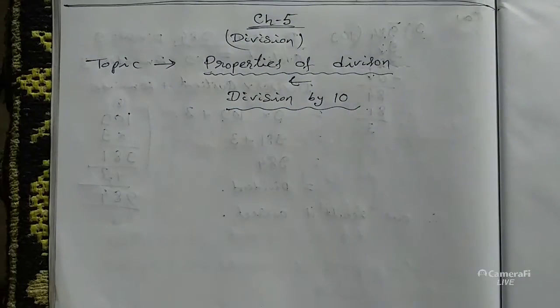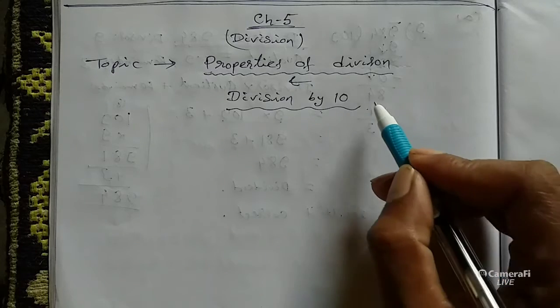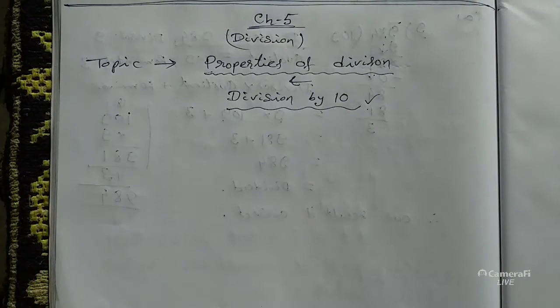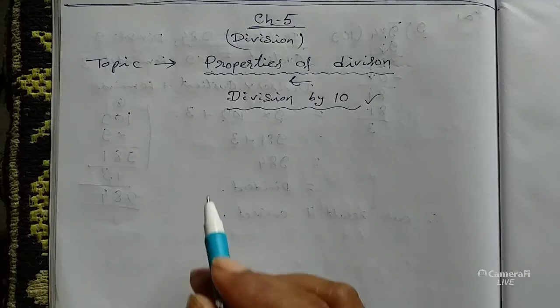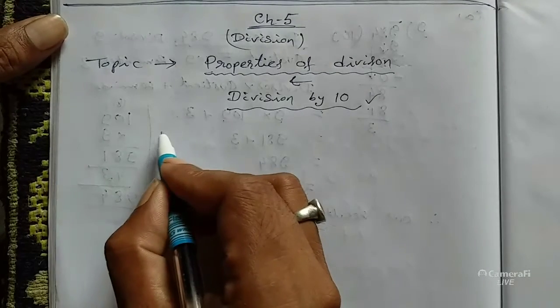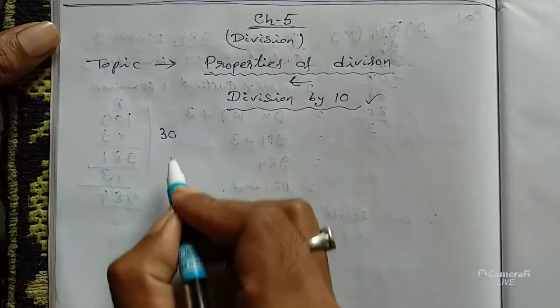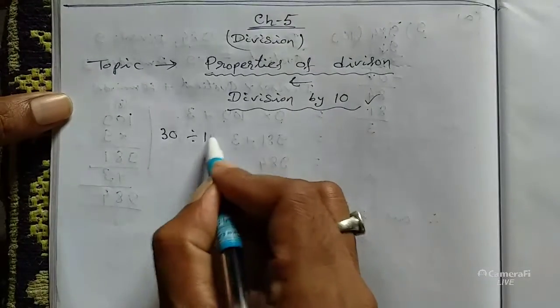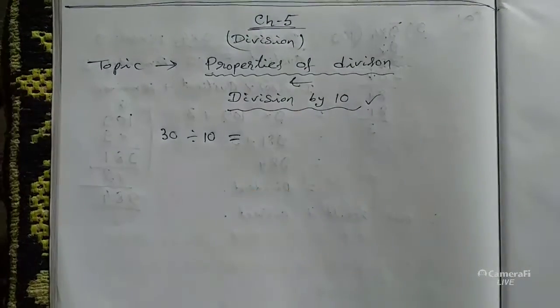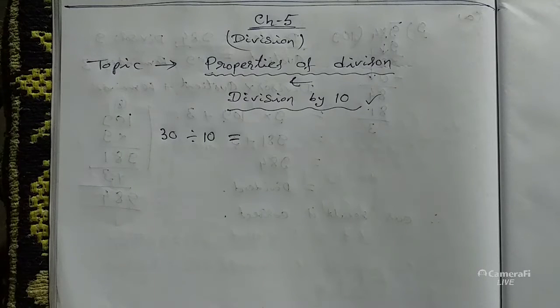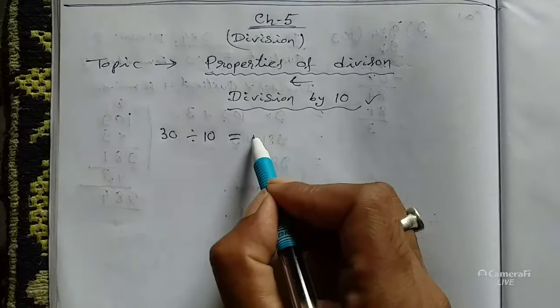Now coming to the next topic, which is division by 10. Suppose we are dividing the number 30 by 10. What should be the result? So go through the table of 10. 10 1s are 10, 10 2s are 20, 10 3s are 30. So we get the result 3.